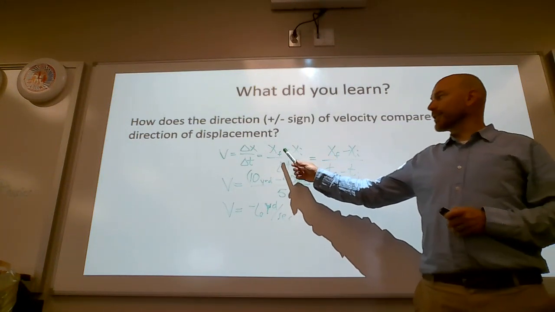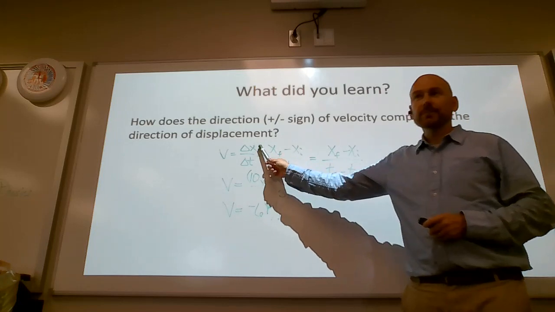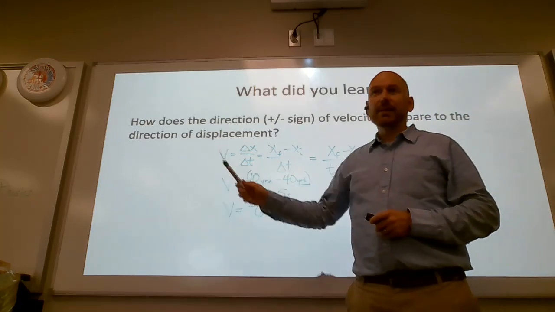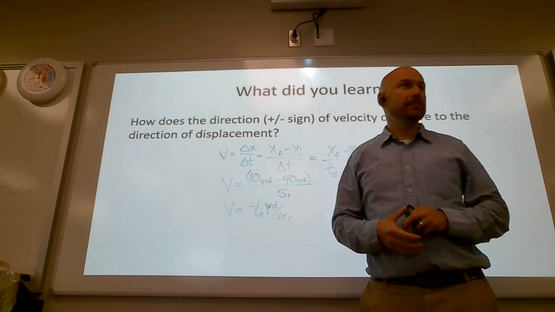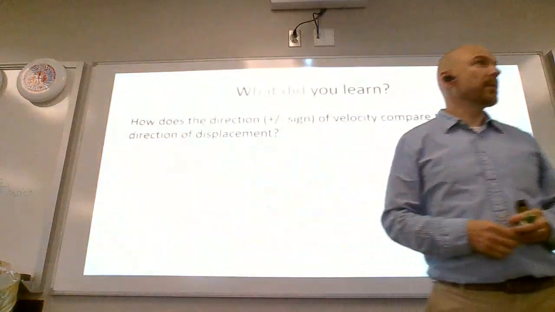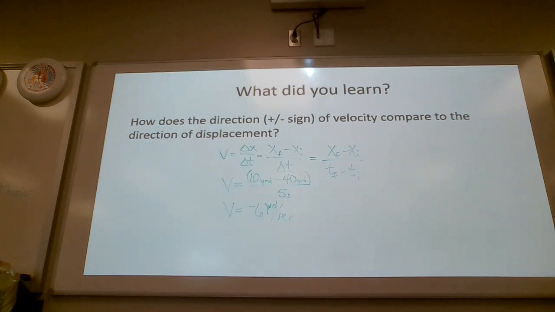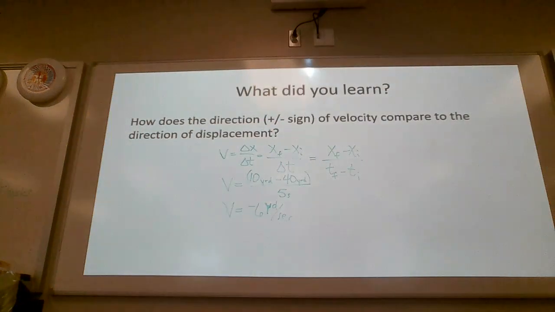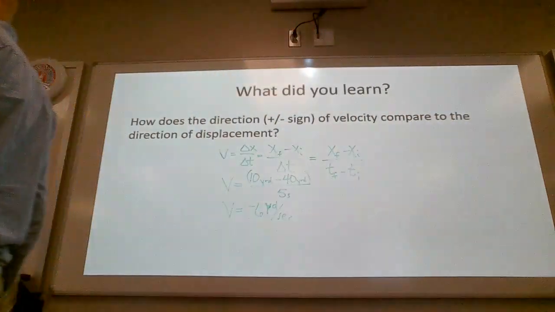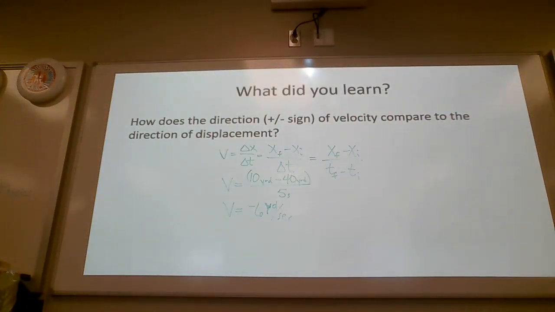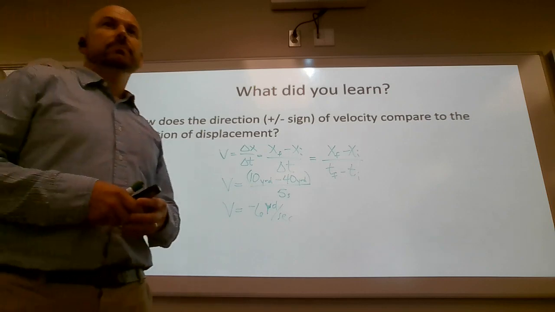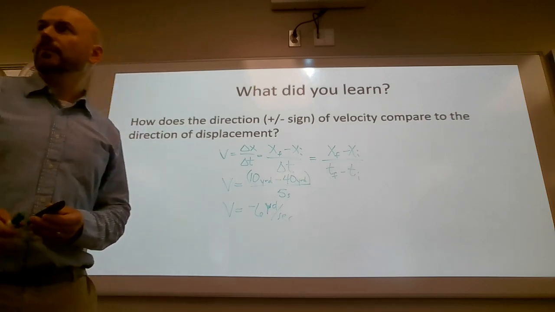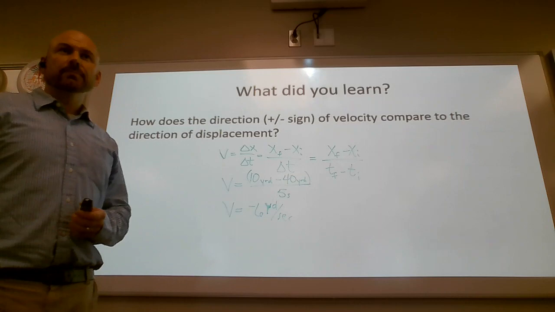So whatever the sign of displacement is, that's always going to be the same sign as velocity. Okay? So if you are walking this way, you have a positive displacement, you have a positive velocity. If you're walking this way, you have a negative displacement, you have a negative velocity. They will always have the same direction, always have the same sign, velocity and displacement. Good with that?